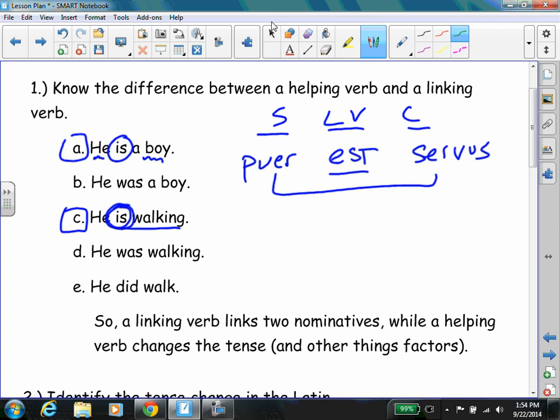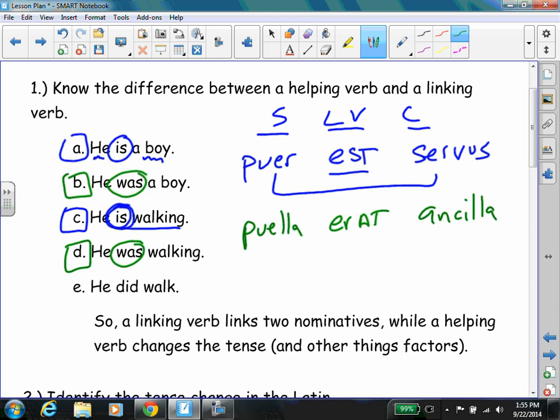Next we have, on B and D, the word was. Once again, they're the same, and we know from our Latin that erat is a linking verb, and it can connect two words like puella and ancilla. Those are two nominatives being connected by erat. The girl was a slave girl. Same thing happening on B: he was a boy, he and boy being connected together. But when we get down here to D, was is not connecting he and walking. It's helping walking with its tense change. We've gone from present tense to the imperfect tense.